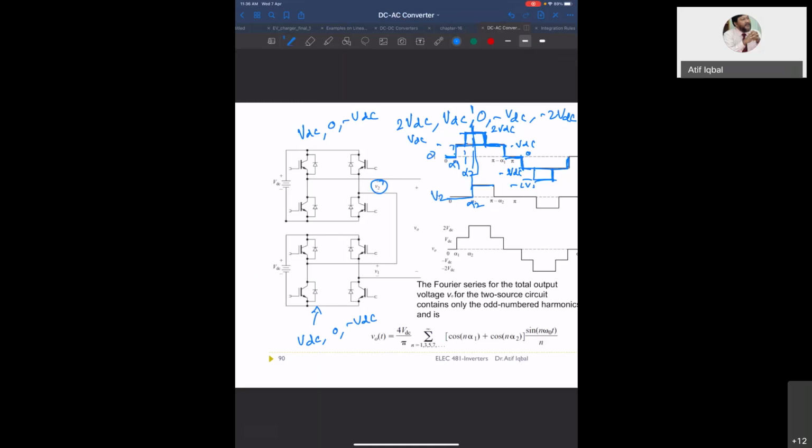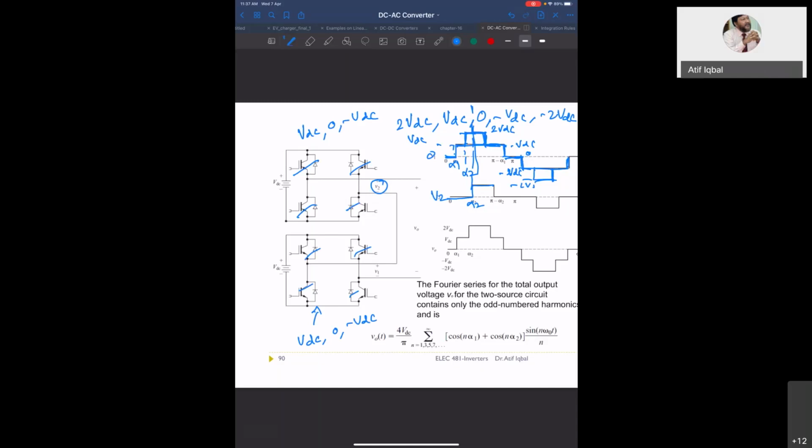Does that mean if they have different widths, the switching frequency for both of them will be different? The switching frequency for the two should be the same. You switch them at the same frequency. But the switching instant is different here.